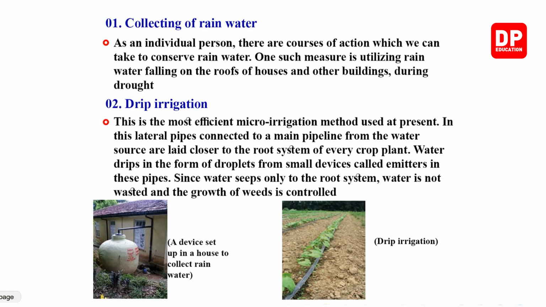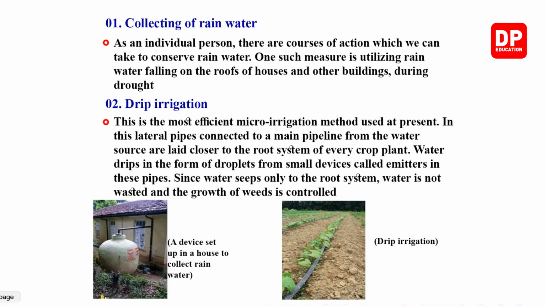So what are the other measures which we can take? The first and foremost thing is the collection of rainwater. Under the water management system, by using the tanks, we can manage water up to a certain level. Now we are going to discuss how we can manage water by other methods. Number one is collecting rainwater. As an individual person, there are courses of action which we can take to conserve rainwater.